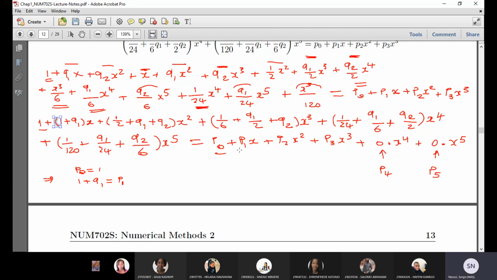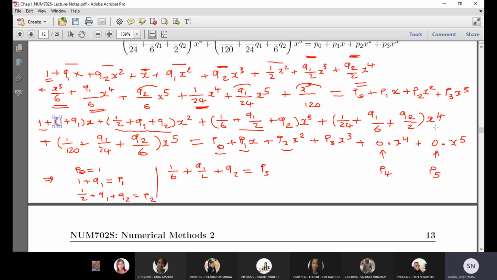So now, for the coefficient of x squared, is this one. So we also put 1 half plus Q1 plus Q2 equal to P2, which is this one. So, okay, let me proceed with the other one. So we also write 1 by 6 plus Q1 by 2 plus Q2, which is the coefficient of X3, equal to P3. Right? Similarly, we'll write the same thing for this one.